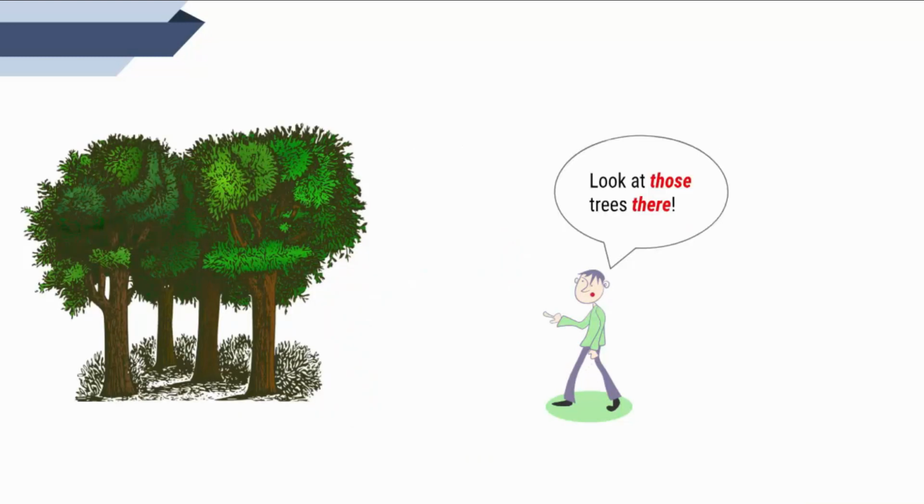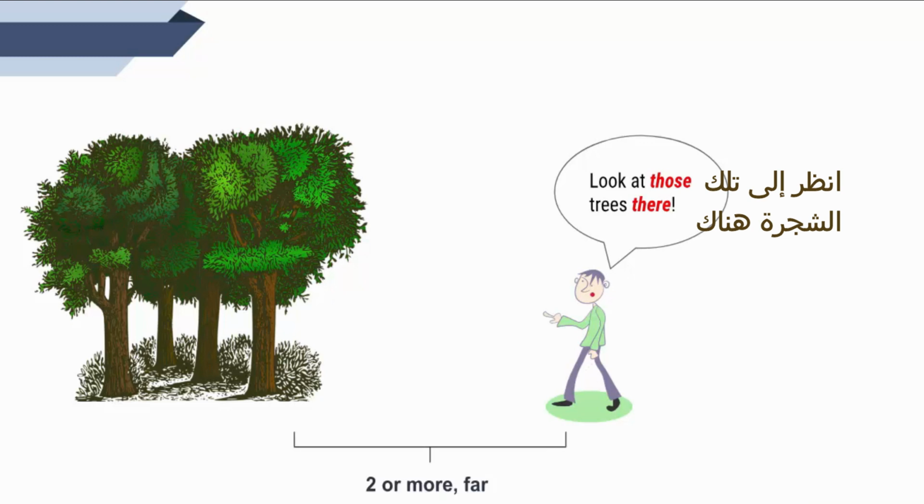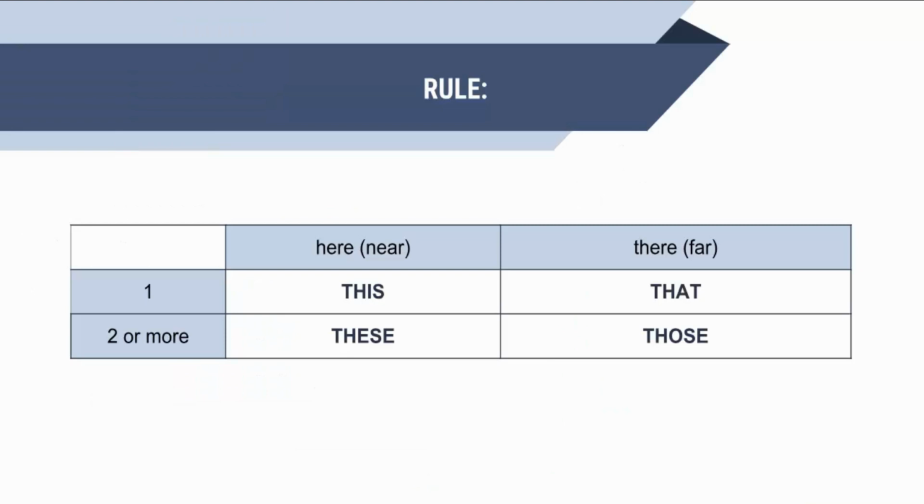The last situation, look at those trees there. Those there. It means that there are two or more things that you speak about, and these two or more things are in the distance. They are far away.